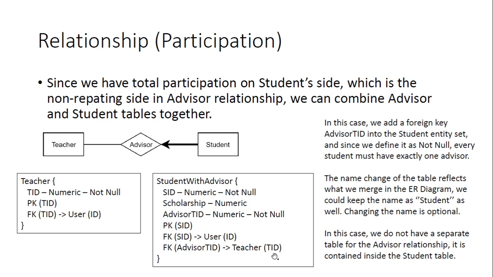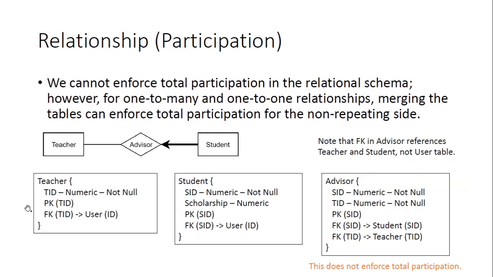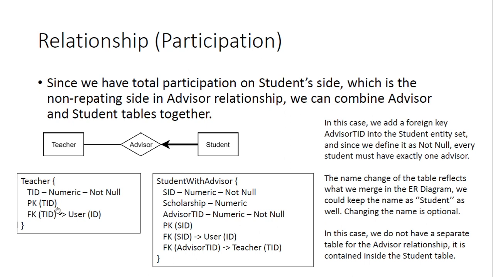So with this foreign key, we are making sure that whenever I assign some teacher's ID as the advisor of the student, that teacher's ID should exist in the teacher table first. So we did not do any changes for the teacher table, but we merged the student table with the advisor table. In the ER diagram, I have two separate elements, but in the relational schema, one table could include two different things or multiple elements of the ER diagram.